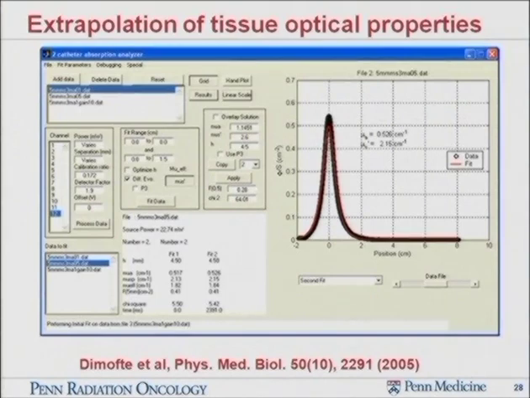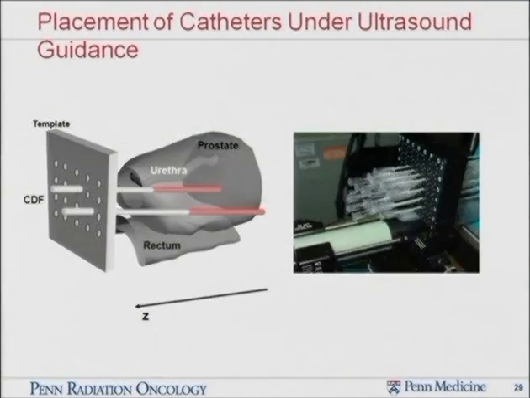Okay, so the data can be fit to the measured absolute light fluence rate per source strength, and that can be used to separate our mu A and mu S prime. That method was actually developed by one of our colleagues, Gerald Finley, and published in 2005. And so we actually use this method to determine the optic properties in the prostate in our treatment.